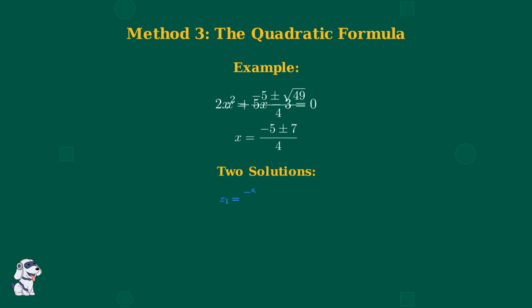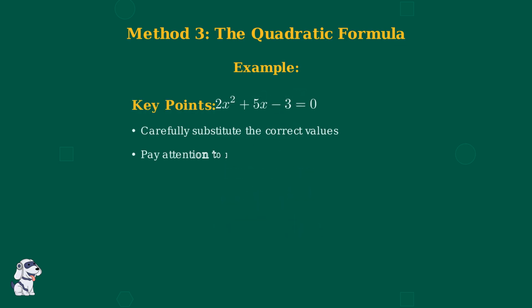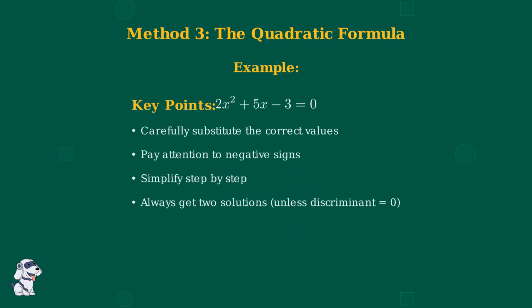This gives us two solutions. For the positive case, x equals negative 5 plus 7 over 4, which equals 2 over 4, or 1/2. For the negative case, x equals negative 5 minus 7 over 4, which equals negative 12 over 4, or negative 3. Remember these key points when using the quadratic formula. Carefully substitute the correct values, pay attention to negative signs, simplify step by step, and remember that you'll always get two solutions unless the discriminant equals 0.